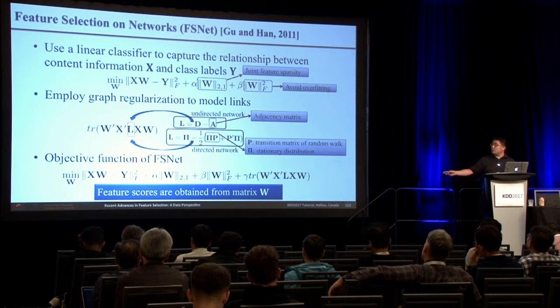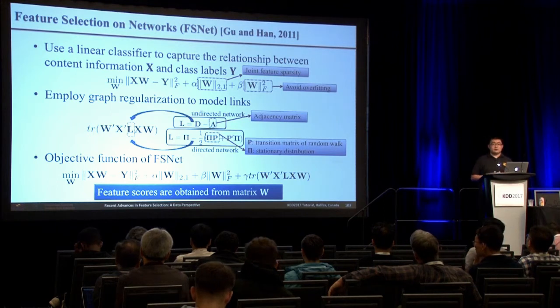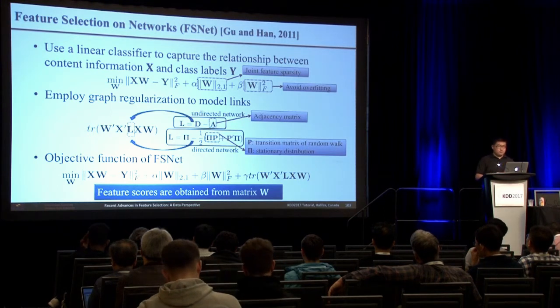They try to solve this problem, and after obtaining the model parameter w, they can obtain the feature scores. Based on the feature scores, they can do the ranking and find some representative features.